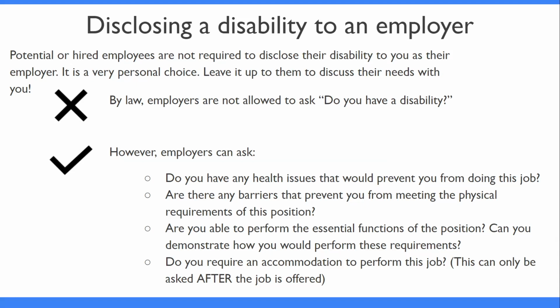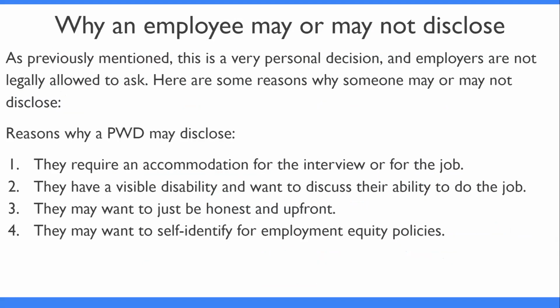So if someone hasn't disclosed so far for the interview process that they need an accommodation, after you offer them the job, you should ask again if they require an accommodation. And again, they don't have to disclose their disability to request an accommodation, but it also leaves the space open for them to disclose if they want to. Now, sometimes an employee may not disclose. So it's a very personal decision, and employers are not allowed to ask. So why might someone disclose, or why may they not?